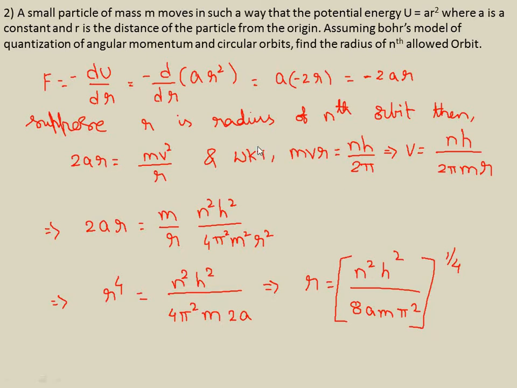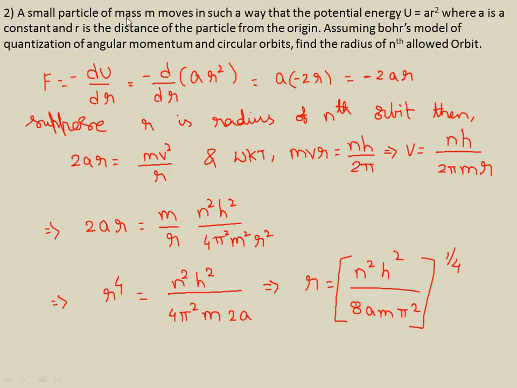A small particle of mass m moves in such a way that the potential energy U equals ar squared, where a is a constant and r is the distance of the particle from the origin. Assuming Bohr's model of the quantization of angular momentum and circular orbits, find the radius of the nth allowed orbit.